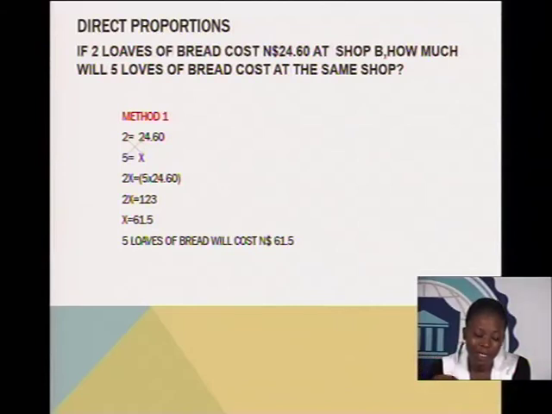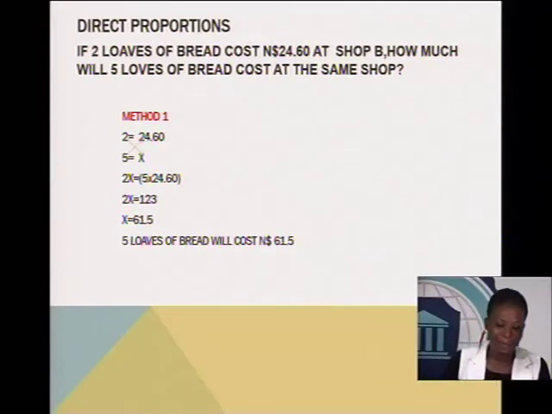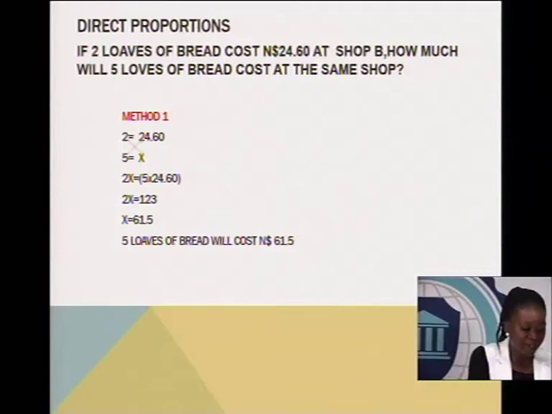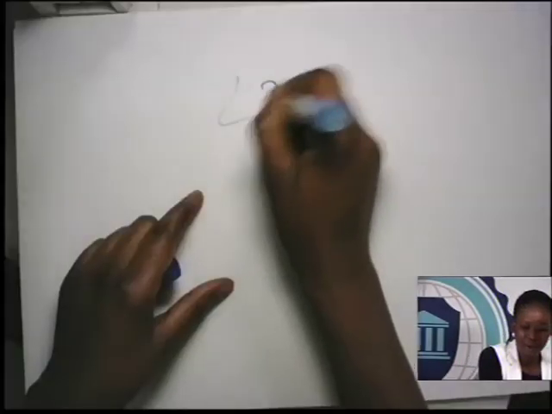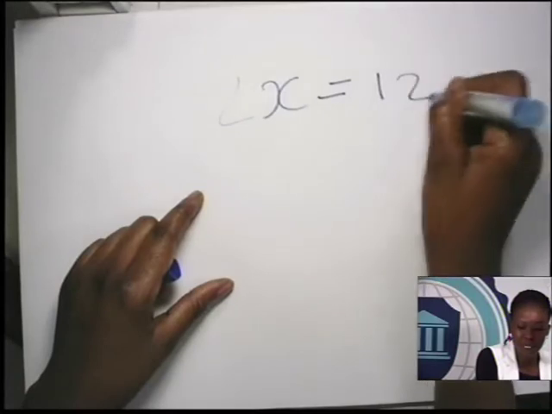Now what we do there is, we say 2 is equal to 24.6, 5 is equal to x. You have to cross multiply. You say 5 multiplied by 24.6 and 2 multiplied by x. Then you have 2x is equal to 5 multiplied by 24.6, and 2x will be equal to 123. Then you have to solve for x. Just like in the previous example that we had, we have 2x is equal to 123.